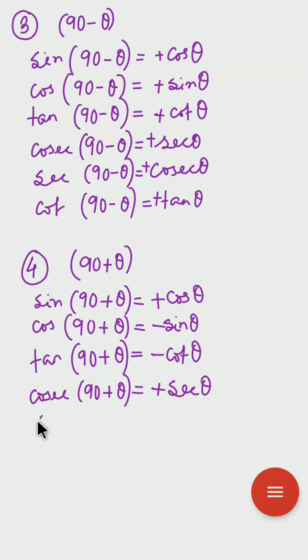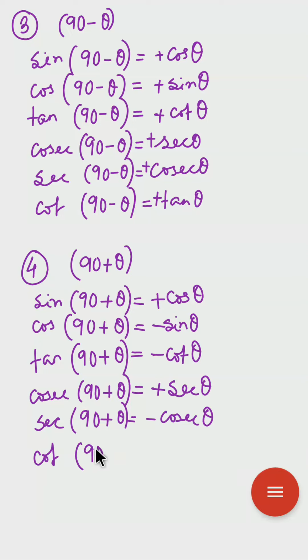Similarly, we can find out sec 90 plus theta. This will be minus cosec theta. We can simply find out from here sec 90 plus theta is 1 by cos 90 plus theta. Hence we can get minus cosec theta. The last one, cot 90 plus theta is equal to, again angle in the second quadrant. So this will be negative, odd multiple of 90. So cot will change to tan. So this is minus tan theta.